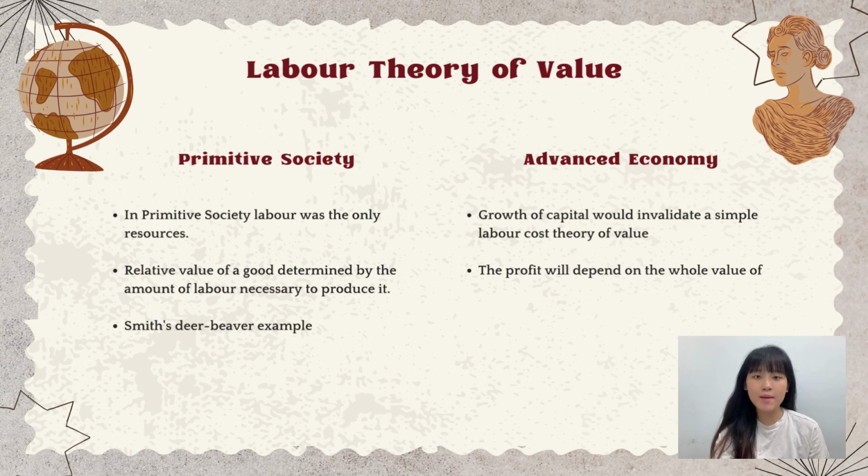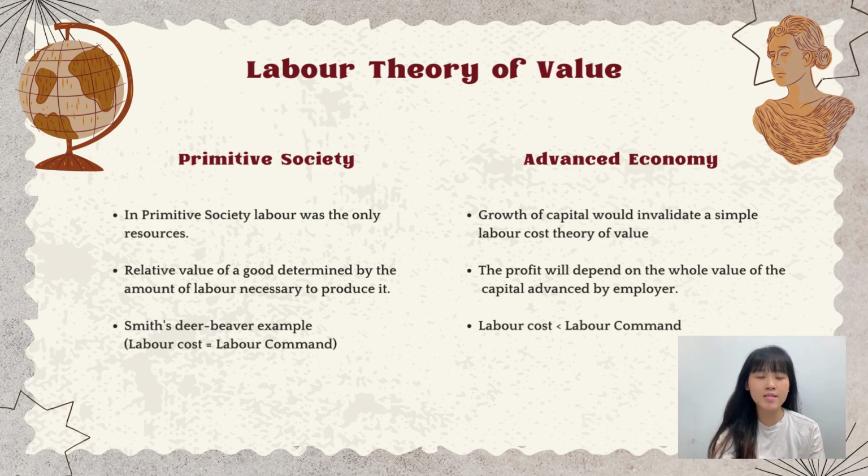According to the labor theory of value in primitive society by Adam Smith, he argued that labor was the only resource. The relative value of a good will be determined by the amount of labor necessary to produce the good. The value of any commodity to a person who possesses it, if he wishes to exchange it for other commodities, is equal to the quantity of labor which it enables him to purchase or command. The Smith deer-beaver example gives a look at the labor theory of value in primitive society.